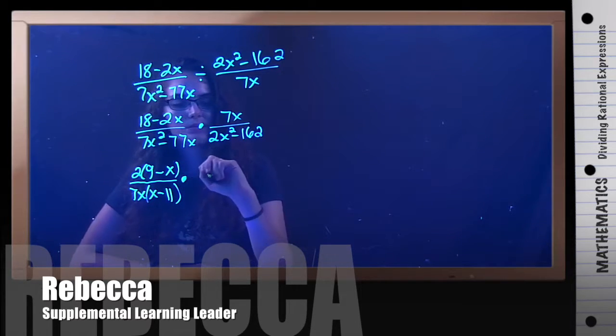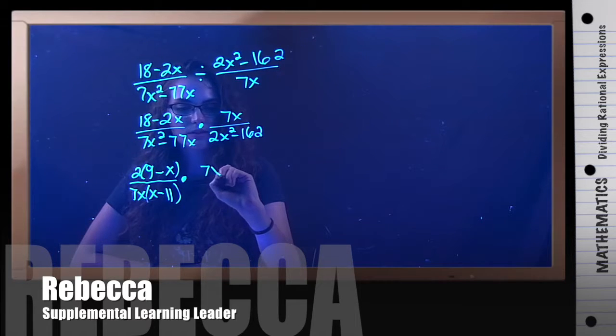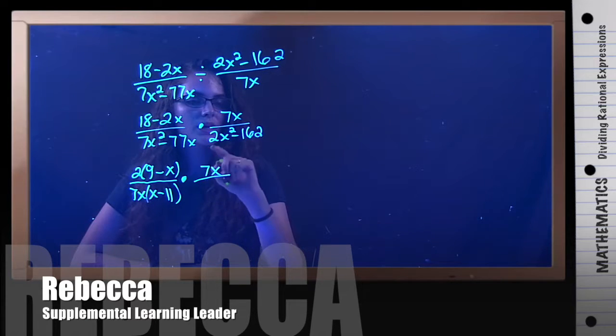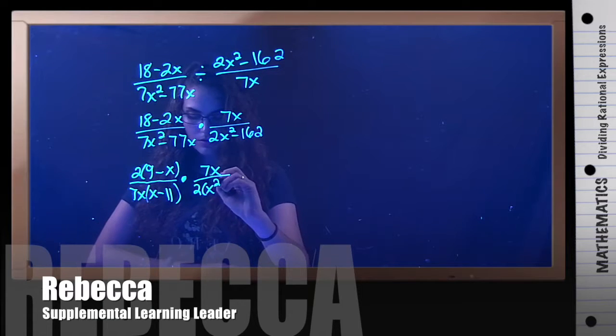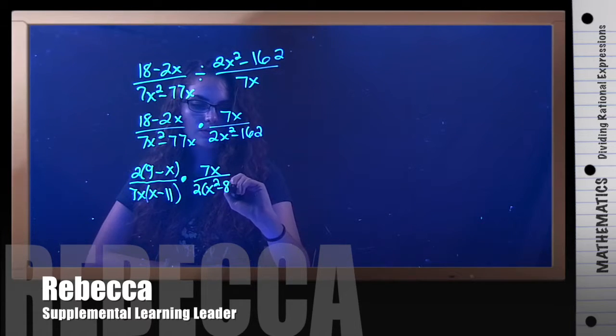And now times 7x is just 7 times x. And we can take out a GCF here of 2. And once we divide by 2, we'll have x squared minus 81.